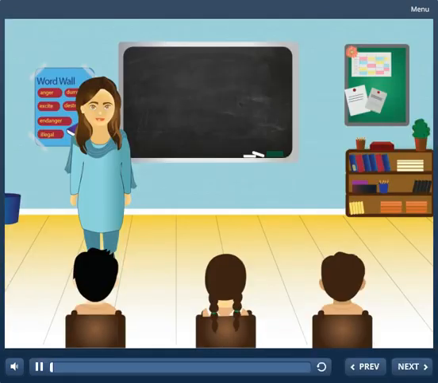Children, can you tell me the color of the sun? Yes, it is yellow. Exactly. Can you tell me something more about the sun? It is hot and it is in the sky.